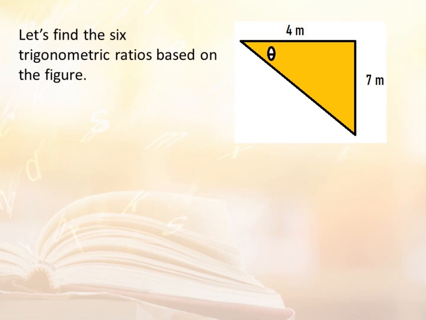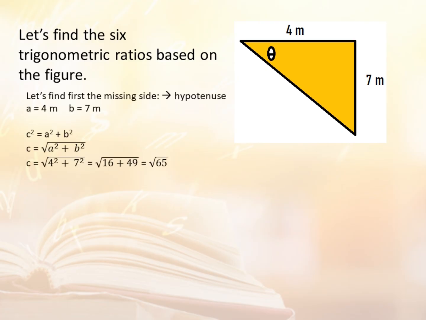Let's find the 6 trigonometric ratios based on the figure. Let's find first the missing side, which is the hypotenuse. A is equal to 4 meters and B is equal to 7 meters. So we will now use the Pythagorean theorem. C squared is equal to A squared plus B squared. C is equal to the square root of A squared plus B squared.